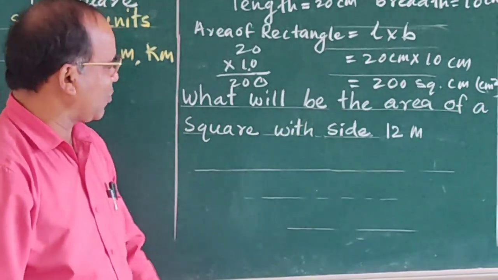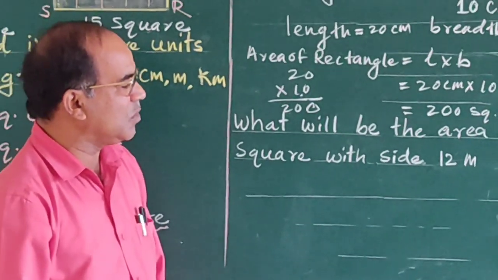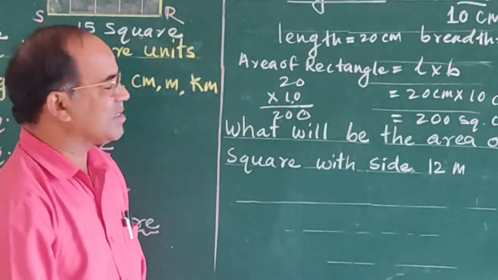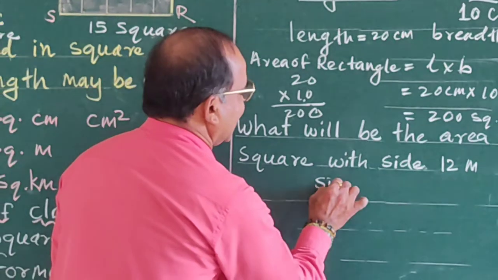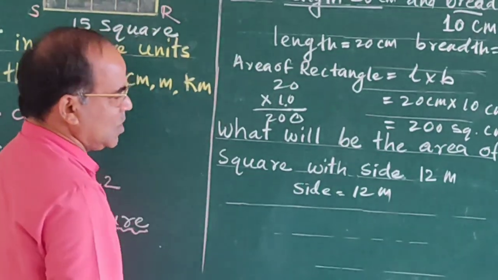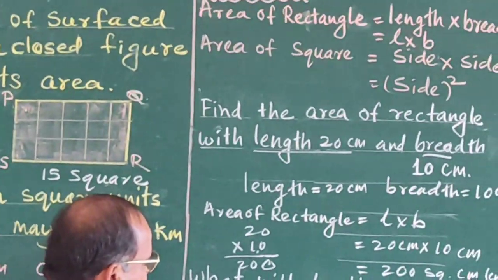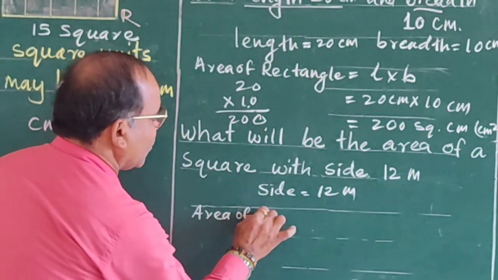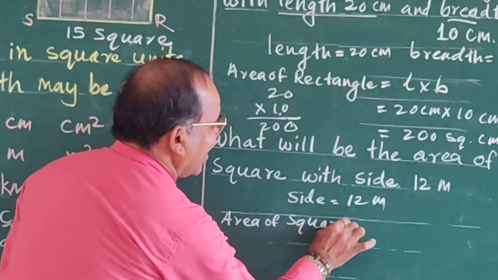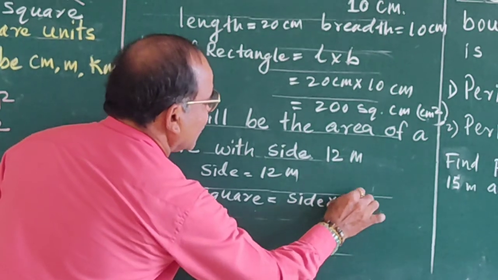What will be the area of a square with side 12 meter? So first thing you have to do, you have to write what is given. Here the side is given. So side is equal to 12 meter. Then you have to write the formula. So what is the formula for square? Area of square is equal to side into side.